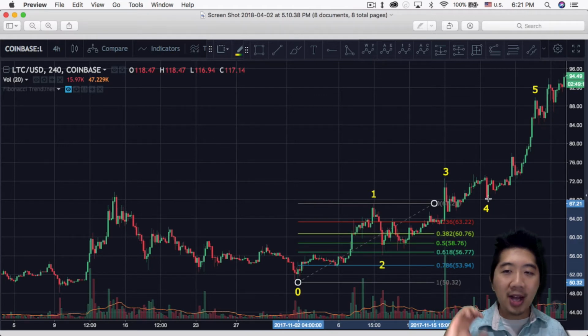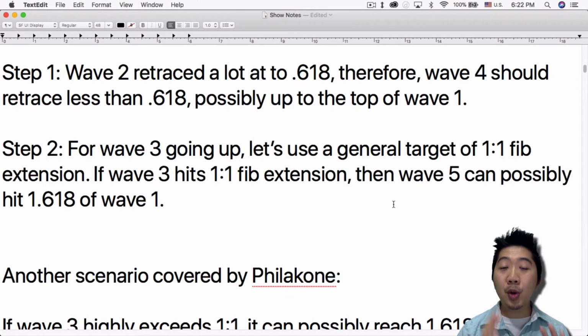I don't actually have the Elliott Wave drawn out here. But if you could imagine a line coming down to here, you can see that it retraced a lot less than wave 2 did, and it probably touched wave 1. It didn't actually go below wave 1, as was discussed in yesterday's video. Step 2 is for wave 3 going up: let's use a general target of 1-to-1 fib extension.